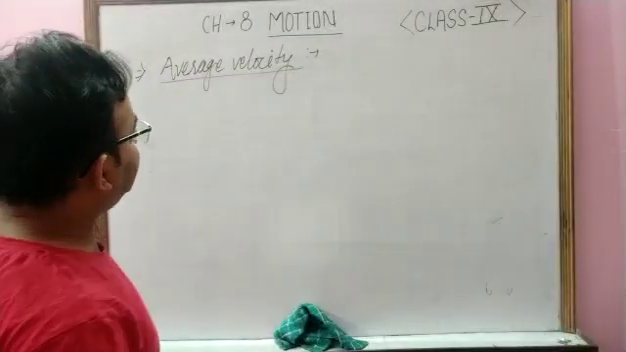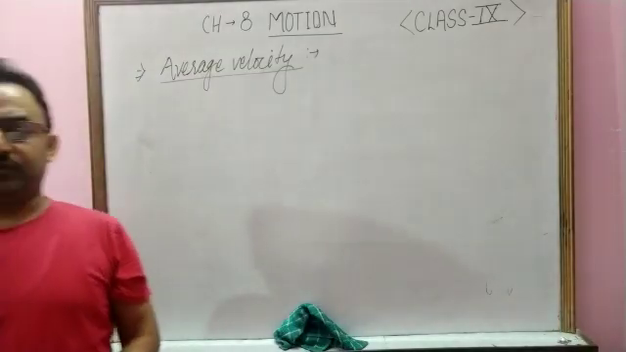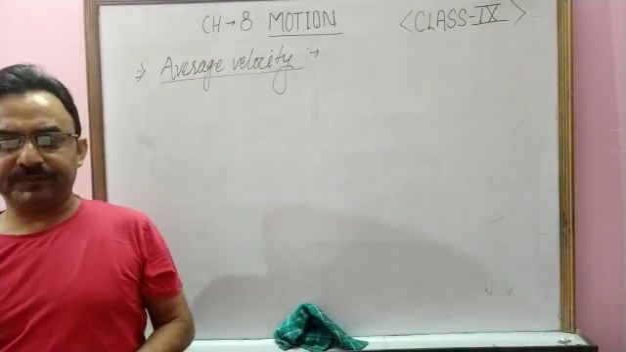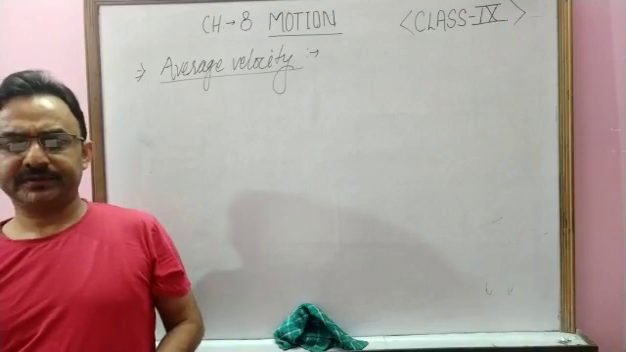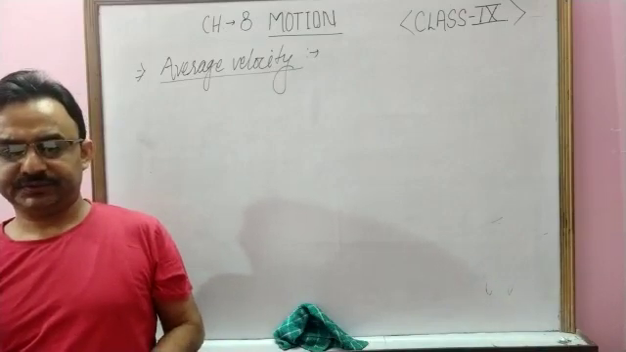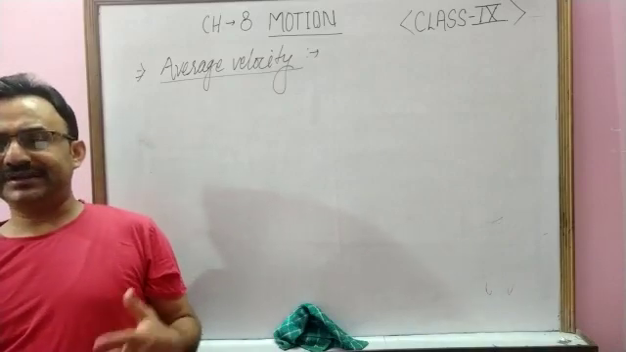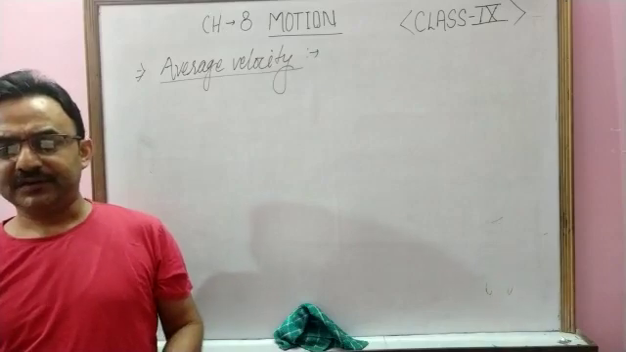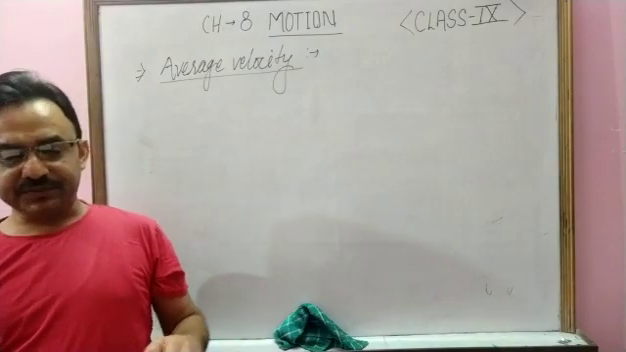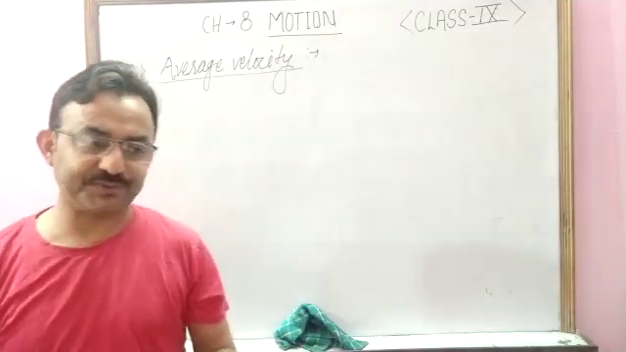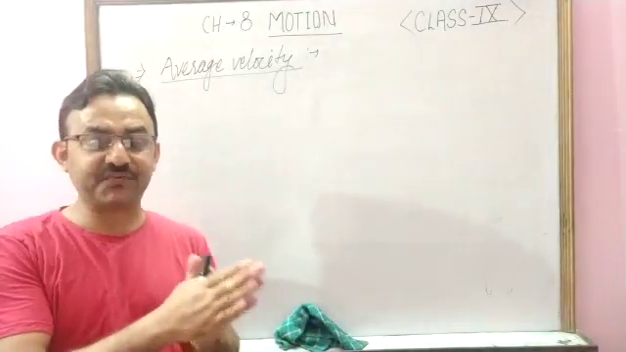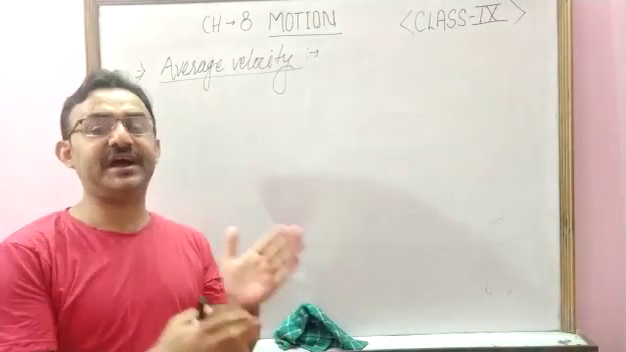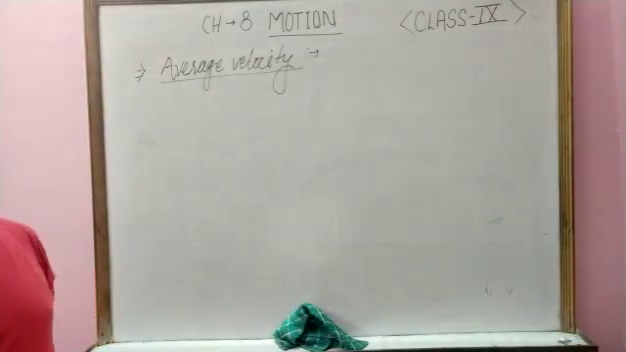Okay, now in the definition of average velocity, you may write: when the velocity of a moving body is changing continuously at a uniform rate, then the average velocity is given by the arithmetic mean of initial and final velocities for a given interval of time.